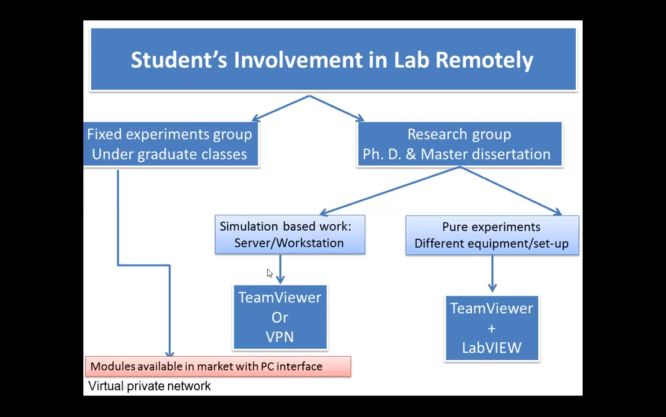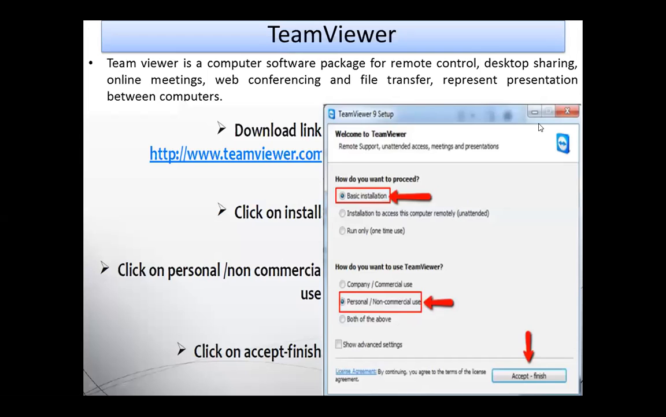Now, saying this, let me go to the next slide. TeamViewer is nothing but a computer software package for remote control, desktop sharing, online meetings, web conferences, file transfer, and presentations between computers. What I see here is you have to go to the TeamViewer page. You can download the basic version. This is free. Then click on the installation menu. If you say this is non-commercial and personal use, they will not charge. Then you will accept. This is for the first-time user, how to download TeamViewer and make use of it.